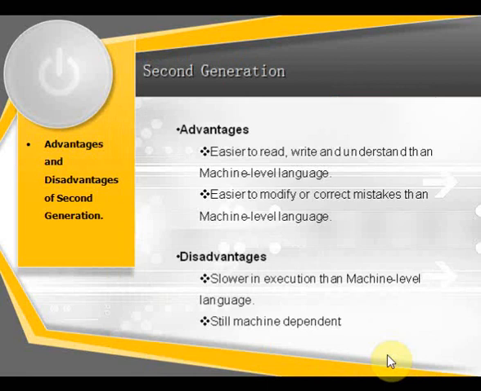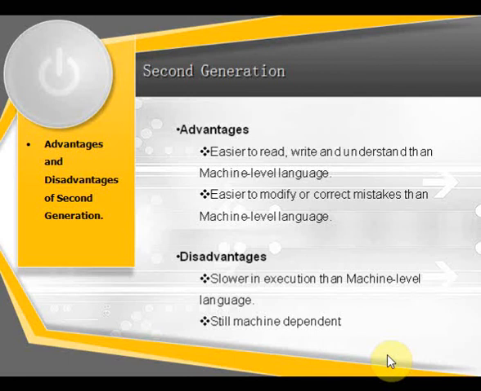Now, advantages and disadvantages of assembly language or second generation languages. Second generation languages are easier to understand and read compared to machine languages, and the reason for this is because it uses mnemonics or abbreviations. Human beings, it is easier for us to understand abbreviations of words, etc., compared to ones and zeros. It is easier to modify or correct mistakes compared to machine languages, and again, it's because it uses abbreviations compared to machine languages that use ones and zeros.